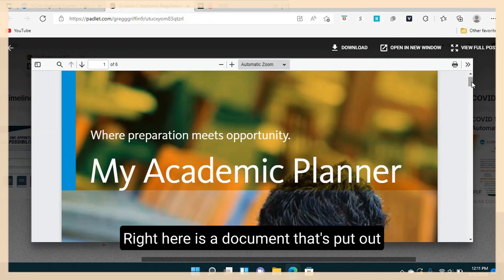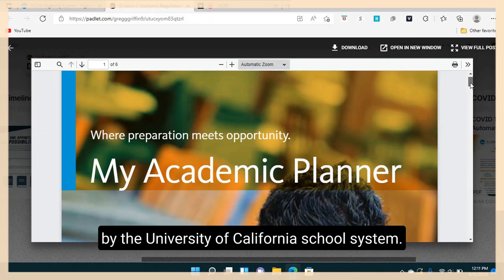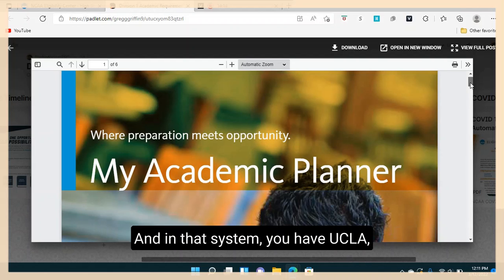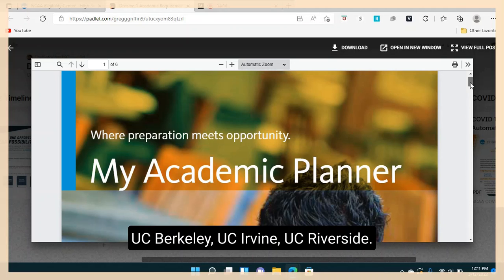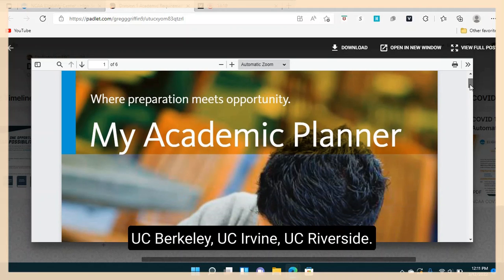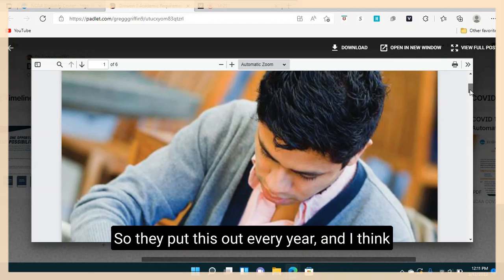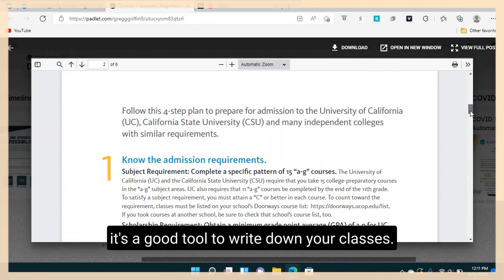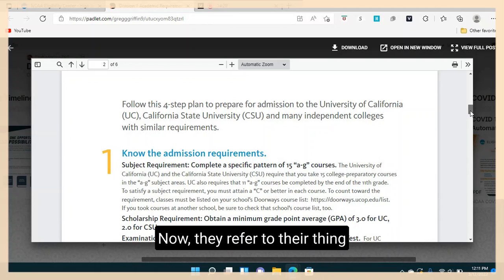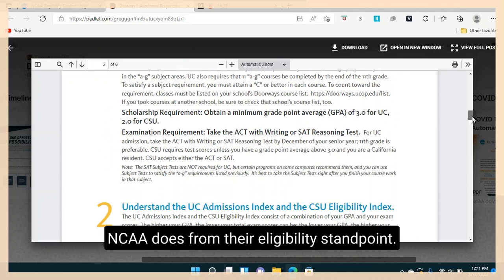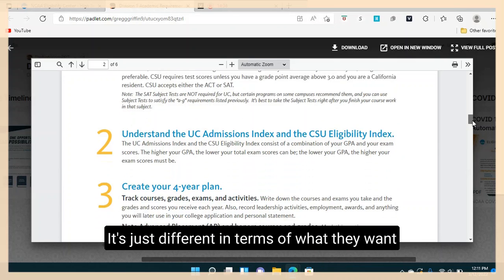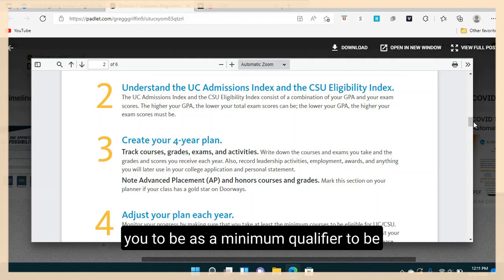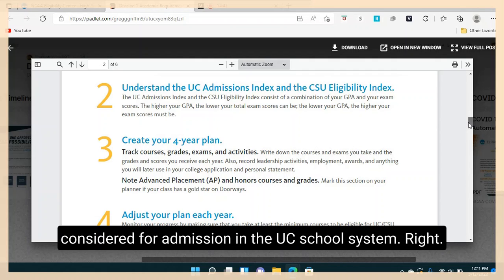is a document that's put out by the University of California school system. And in that system, you have UCLA, UC Berkeley, UC Irvine, UC Riverside. It's a few of those, right? So they put this out every year, and I think it's a good tool to write down your classes. Now, they refer to their thing as an A through G course requirement. And it's similar to what the NCAA does from their eligibility standpoint. It's just different in terms of what they want you to be as a minimum qualifier to be considered for admission in the UC school system, right?